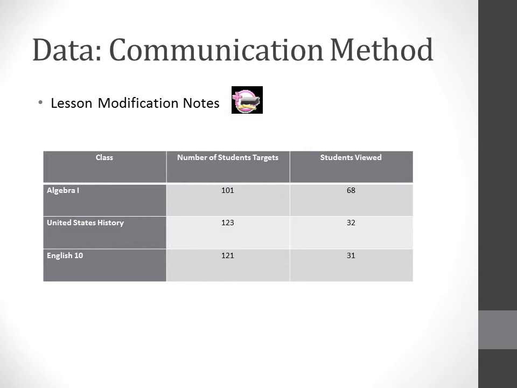History and English 10. So in English 10 and U.S. History, they're just going through their lessons, and the odds of them running into a lesson modification note is far slimmer than in algebra, because things are changed in algebra because of the procedural.